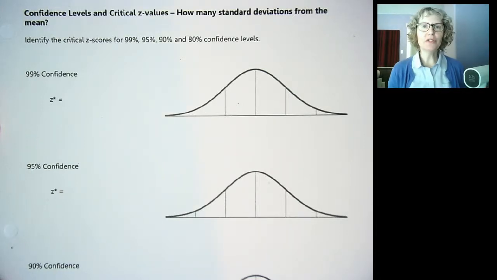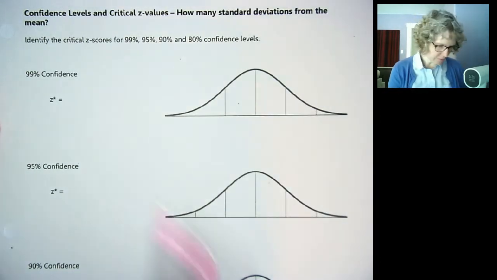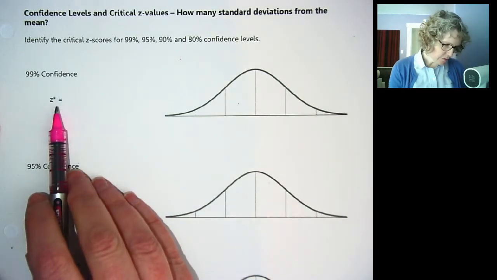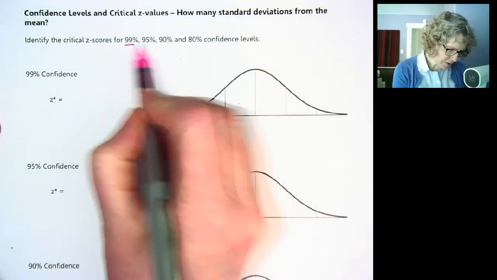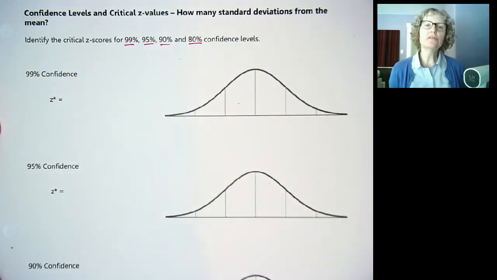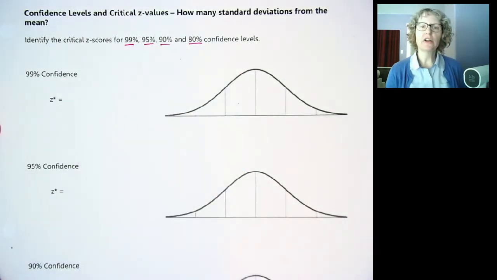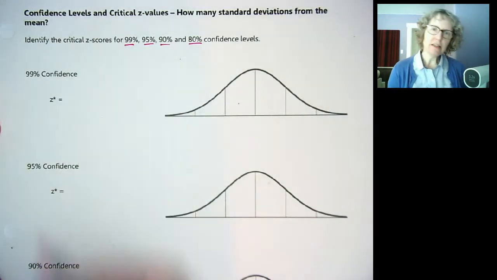Hi, in this video we're going to talk about the critical Z values and how they're related to the confidence levels, and those are the numbers that are part of the formula for the confidence interval. So we're going to do this with 4 different confidence levels, and it's not only good practice, but it also will allow us to see a pattern with what's going on between the confidence level and the Z star.